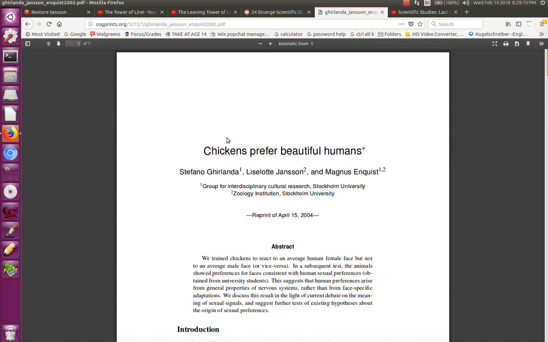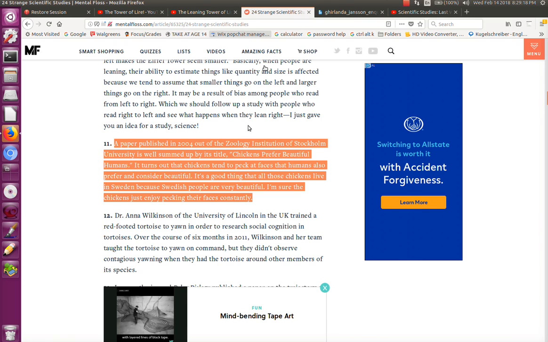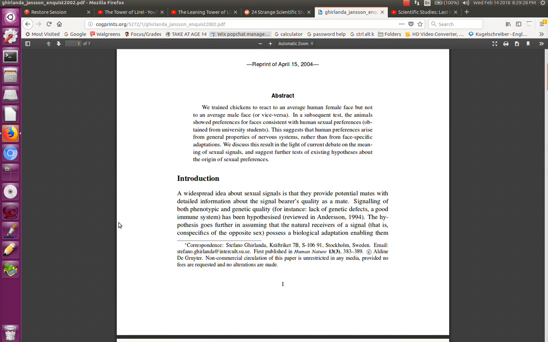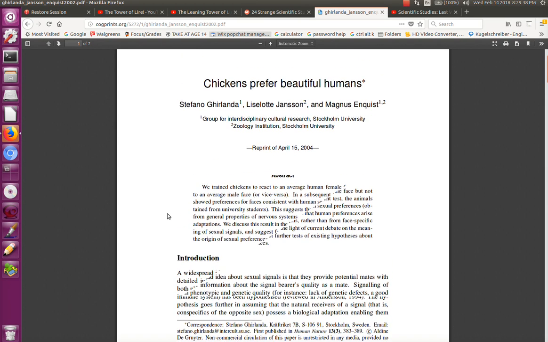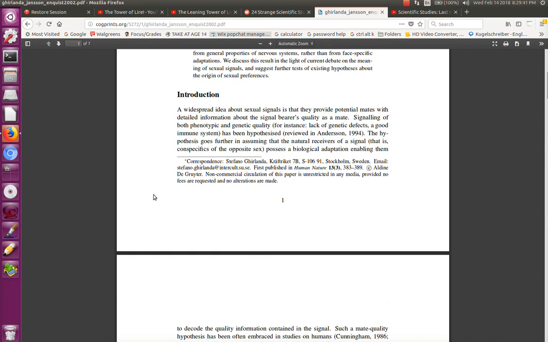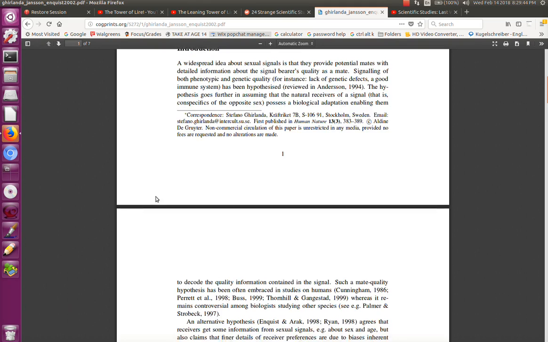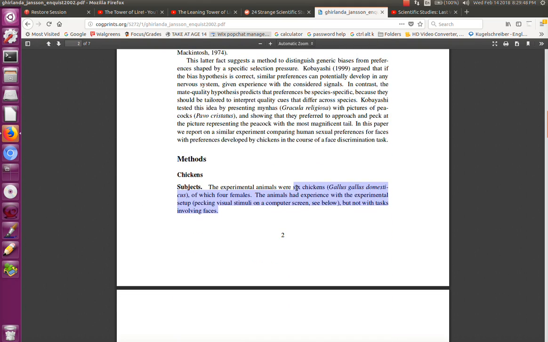First, chickens prefer beautiful humans. In here it says it is well summed up by its title, which isn't completely true. Although they did do it on chickens, and them preferring humans, I guess, prefer is a strange choice for this, because what they did was they got six chickens. So immediately you can see, okay, six is not really enough to say that it's reputable.